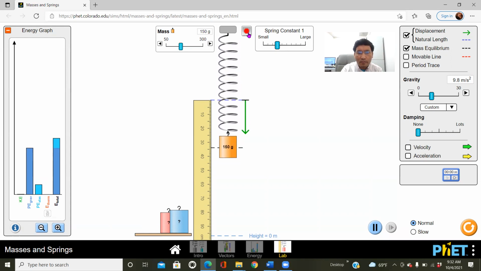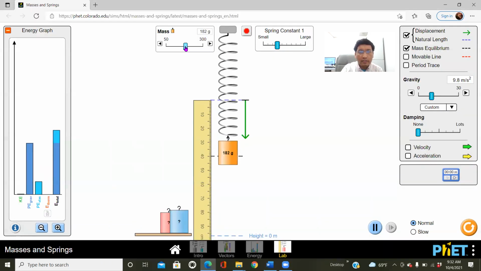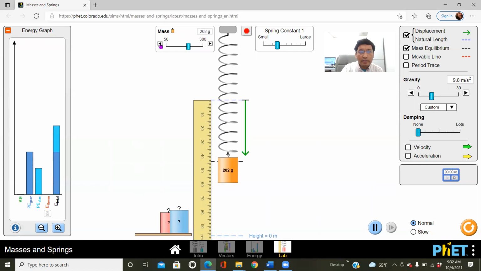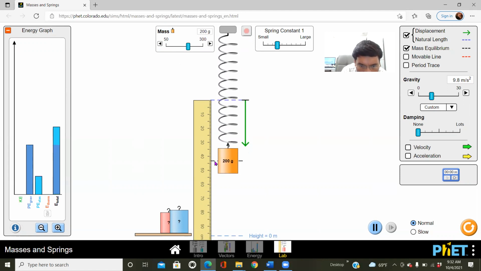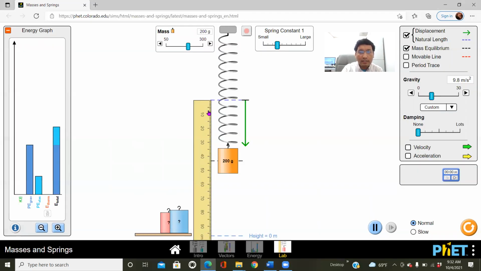150, right? Stop it, and it looks like 34. Okay, let me write down 34 here, right? And 200, increase all the way to 200. So what is there right now? 40, 41, 42, 43. I see that is 43. Let me write down 43. Okay. So again, go back.